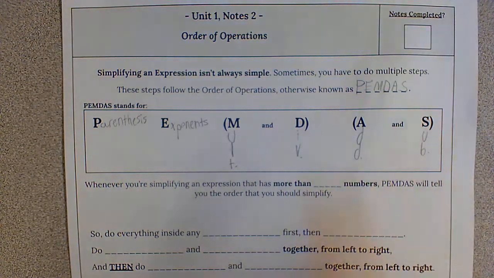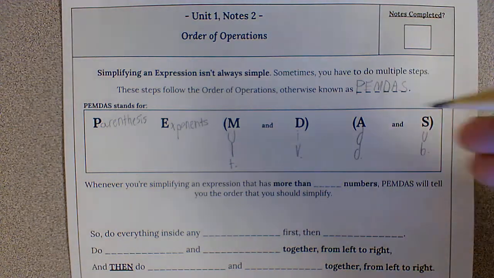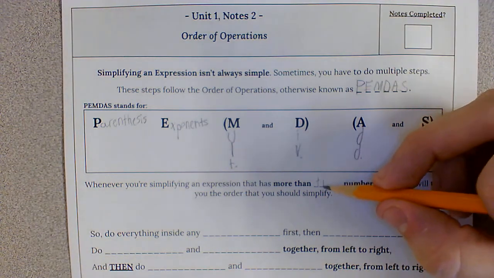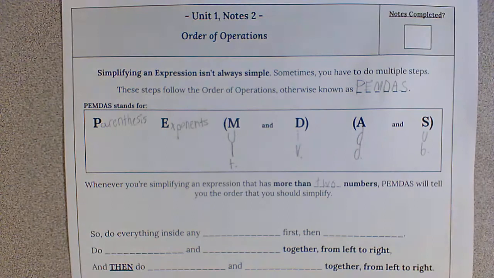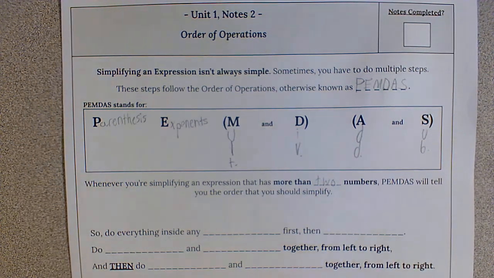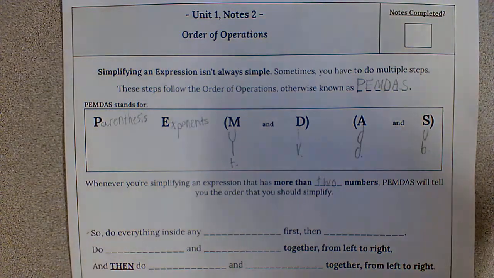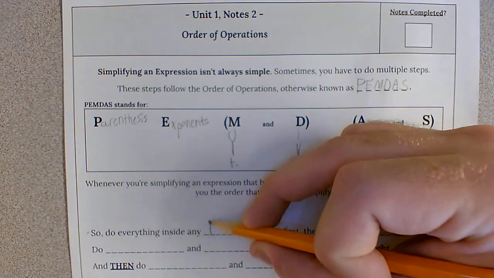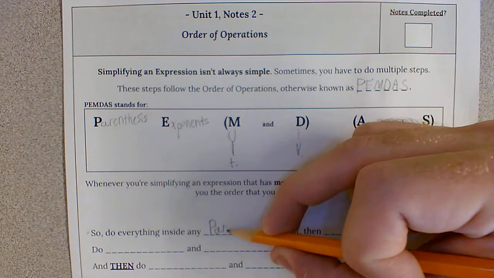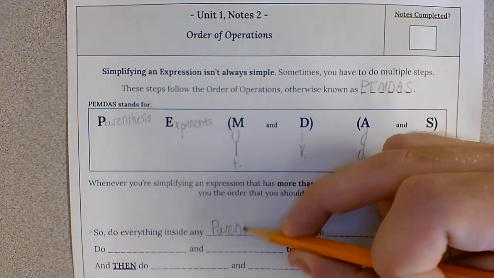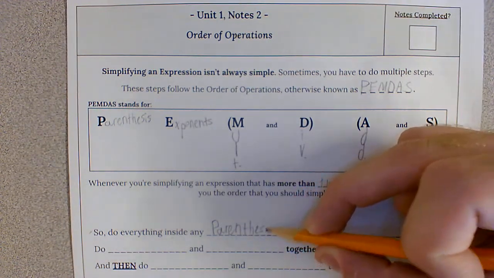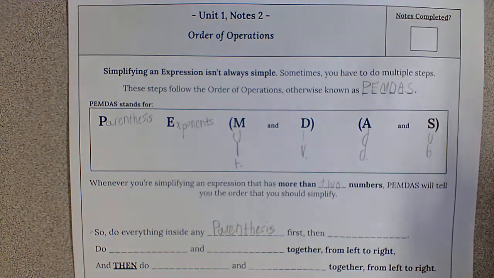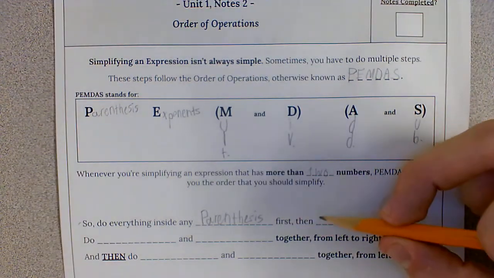For now, whenever you're simplifying an expression that has more than two numbers, PEMDAS will tell you the order that you should simplify. Here's how it comes down to. Do anything inside of parentheses first. I know my handwriting isn't great, but as long as you can read it, it's okay. And then after parentheses, you're going to do exponents.